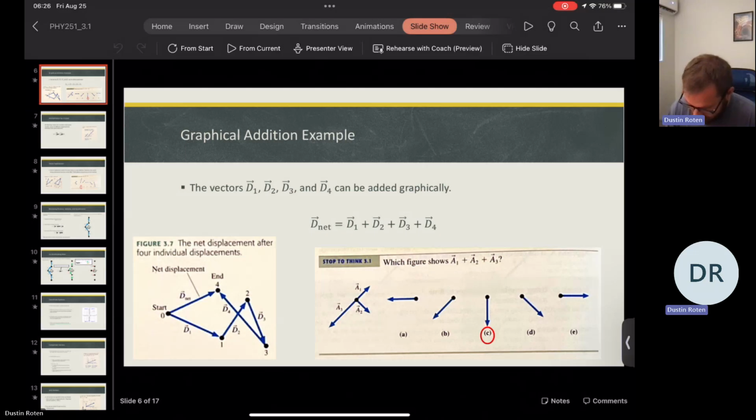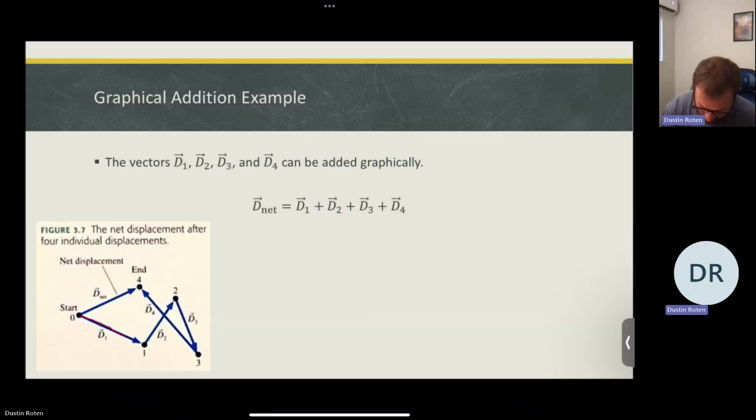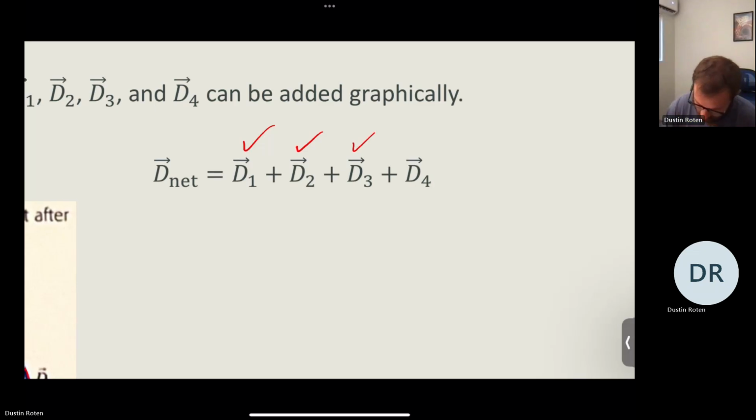There we go. Okay, so we have D1. Now we're going to add D2. We can check those off. Okay, now we need to add D3. So same thing again, tip to tail. Check that. And then D4.